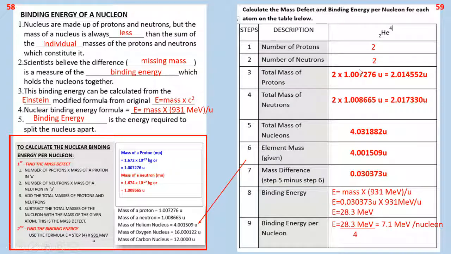So how do I know? The number of nucleons is usually here on the top of the chemical element, because this is the number of protons plus the number of neutrons. In this case, it's 4. So it will be 7.1 MeV per nucleon. So each nucleon, each proton and each neutron, makes this contribution to keep them together.